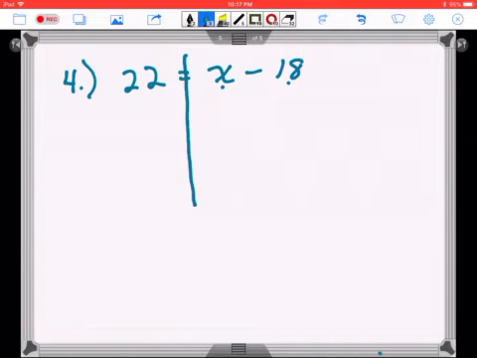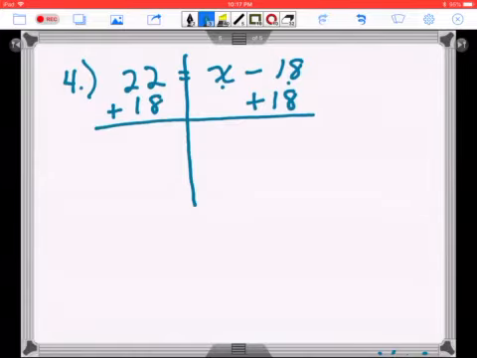The only way we can do that is by making a 0 pair. So if we had 18 negative tiles, we're going to need 18 positive blue tiles to get rid of them. So positive 18 on this side, which means we also need positive 18 on this side.